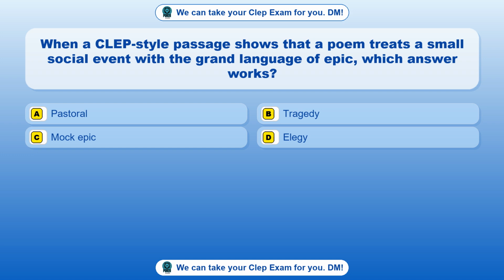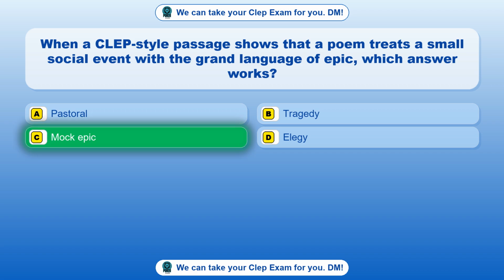Question 59. When a CLEP-style passage shows that a poem treats a small social event with the grand language of epic, which answer works? Option A. Pastoral. Option B. Tragedy. Option C. Mock epic. Option D. Elegy. The correct answer is option C.